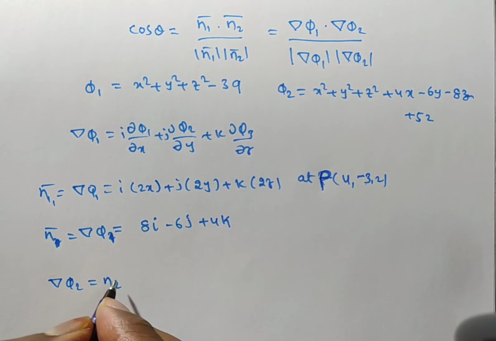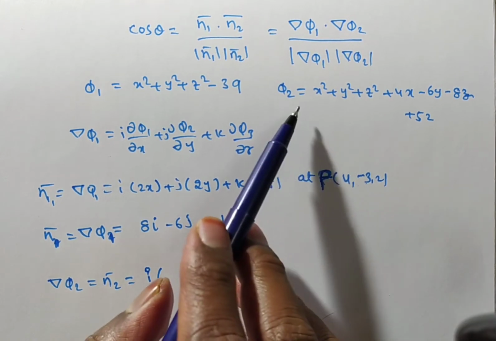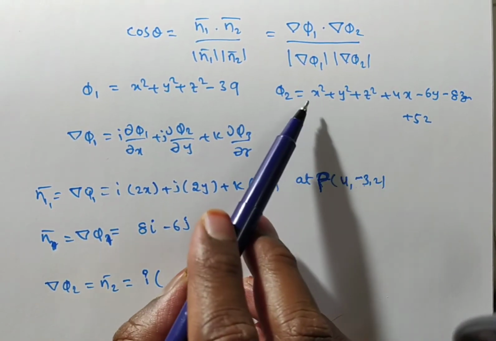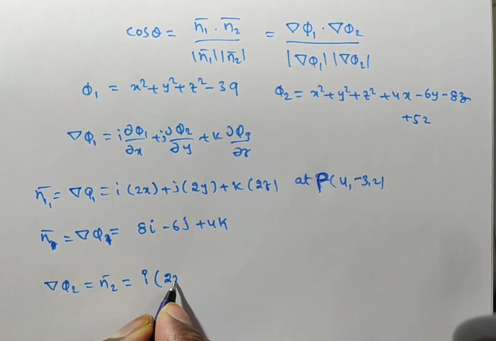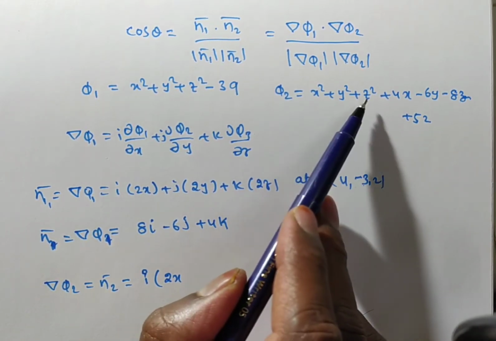This is also you can say n2 bar. This is equal to i into dou phi 2 by dou x. This entire expression you have to differentiate with respect to x. Then what will I get? 2x. Is there any other x term? Check it. No. Here also this is not an x term, this is not an x term.